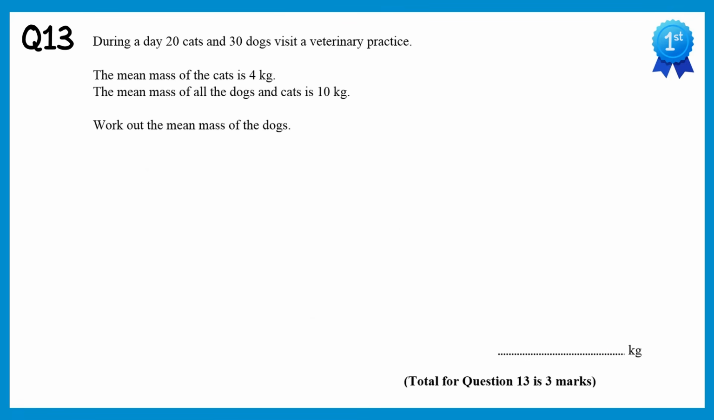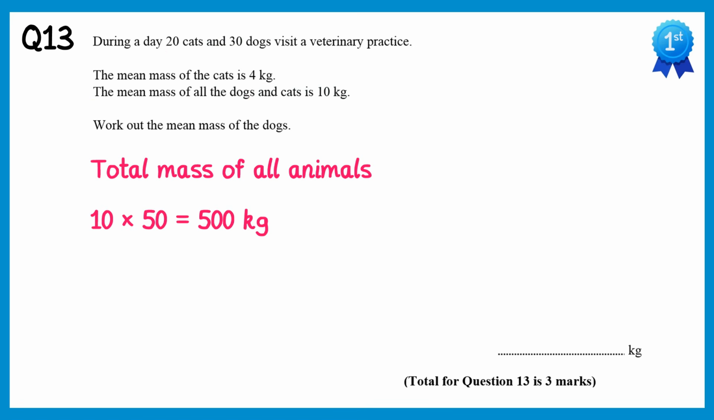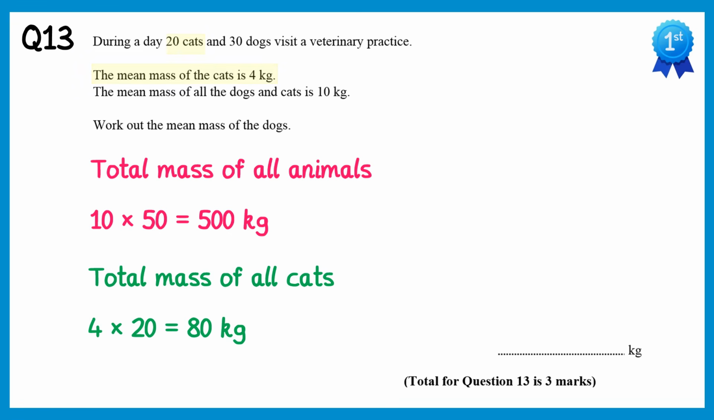To start this question, we want to find the total mass of all of the animals. The mean mass of all of the animals is 10 kilograms, and we're told there are 20 cats and 30 dogs, so there's 50 animals altogether. So if we do the mean mass 10 times the total animals 50, we get a total mass of 500 kilograms. Now let's look at the total mass of all of the cats. The mean mass for cats was 4 kilograms, and there are 20 of them, so 20 times 4 gives a total mass of 80 kilograms.